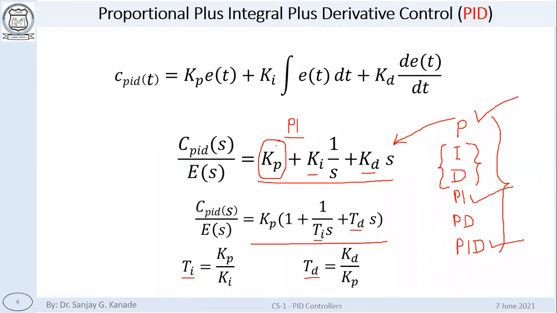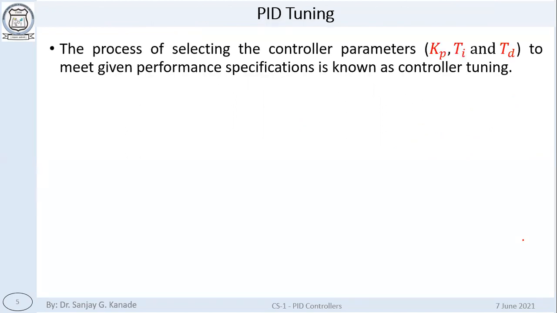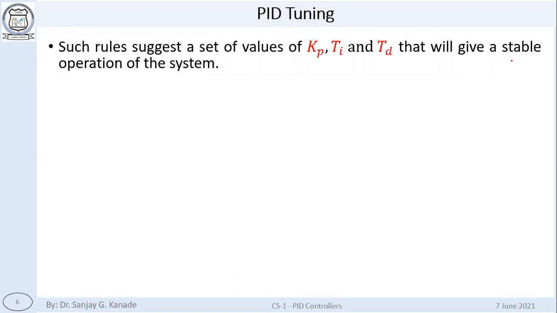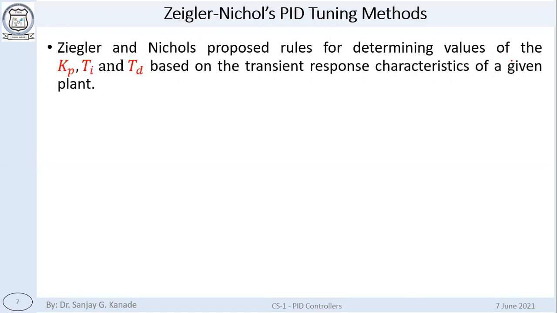Okay, PID configurations. Now we also started discussing how to find these constants, the parameters of the PID: Kp, Ti, Td or Kp, Ki, Kd. The method to start with, to find the starting parameters for these three, is called PID tuning, and there are two methods proposed by Ziegler-Nichols.